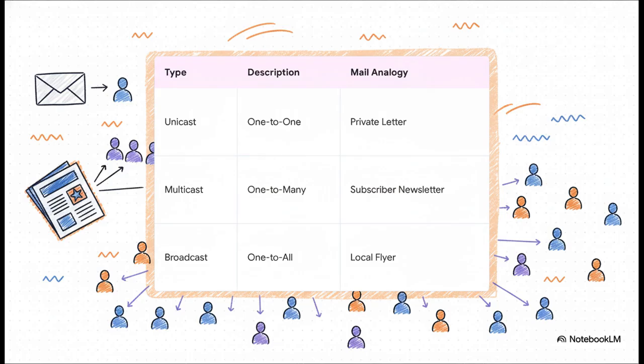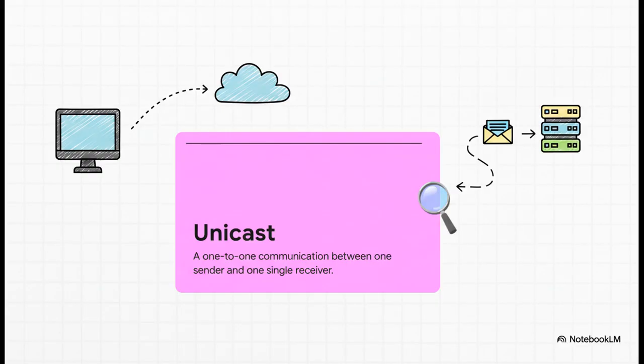You've got unicast, which is a direct one-to-one deal, just like sending a private letter. Then there's multicast, which is one-to-many, but for a specific group, kind of like a newsletter that only goes out to subscribers. And finally, you have broadcast, which is one-to-all, like a flyer that gets dropped in every single mailbox in a local area. Let's start with unicast, because this is the one you use like 99% of the time.